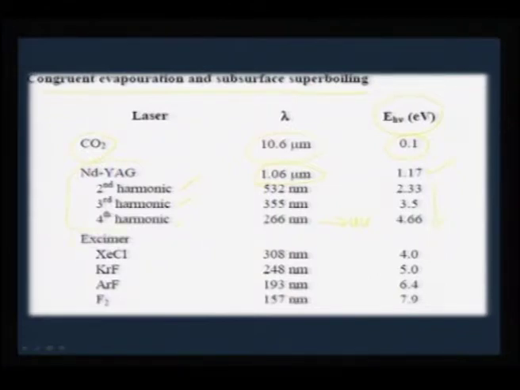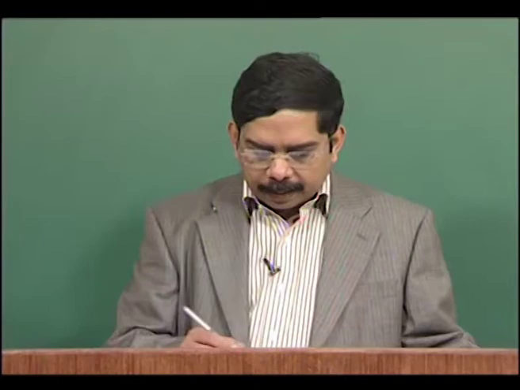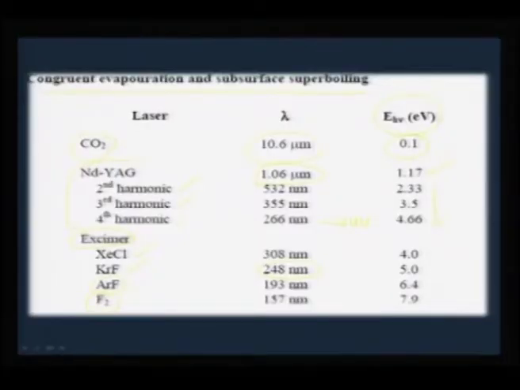And then you have excimer lasers. Excimer lasers, xenon chloride is well known, but mostly it is krypton fluoride which is used, which is 248 nanometer. And then you can also use argon fluoride and fluorine, but fluorine, because of the handling hazard, is not usually recommended in the commercial lasers, but argon fluoride and krypton fluoride are used, where you can see very high power laser efficiency is achieved.